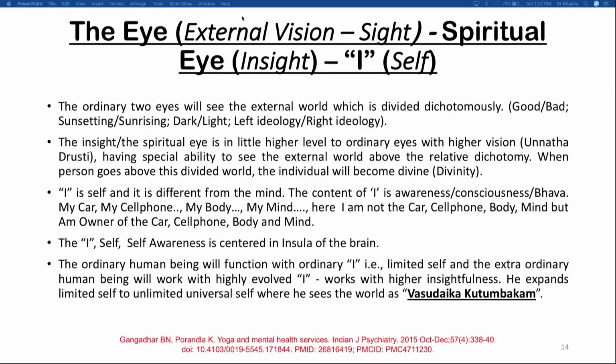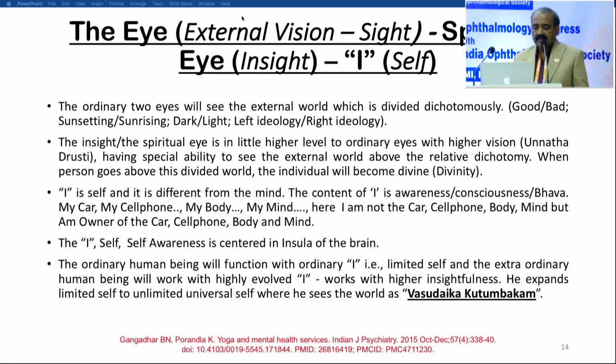The ordinary 2 eyes see the external world, which is divided dichotomously, that is good and bad, sunset and sunrise, dark and light, left ideology or right ideology. This spiritual eye is at a higher level than the ordinary eyes and has a special ability to see the external world above the relative dichotomy. When a person goes above this divided world, the individual becomes divine, that is divinity.